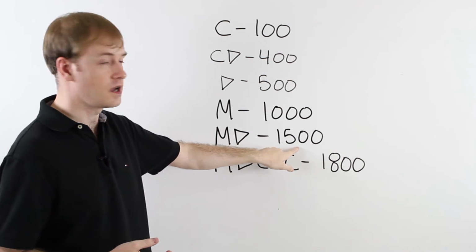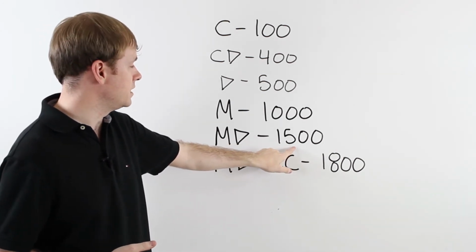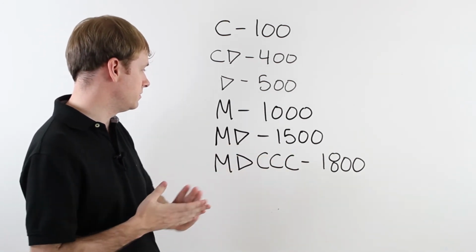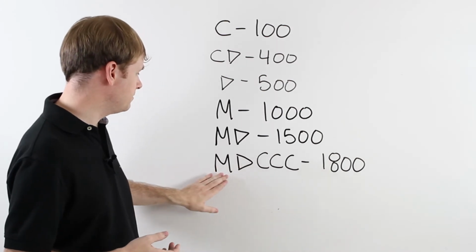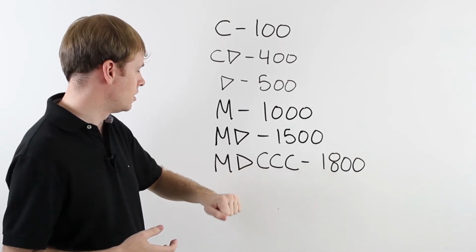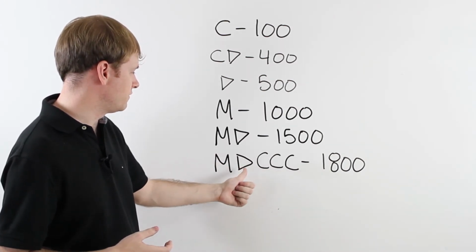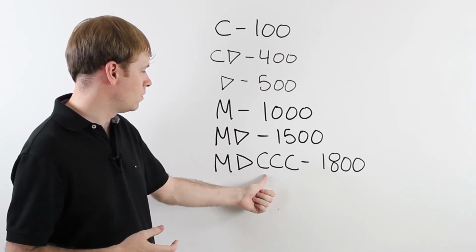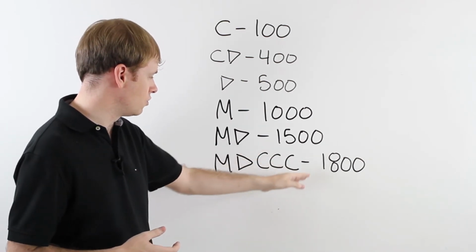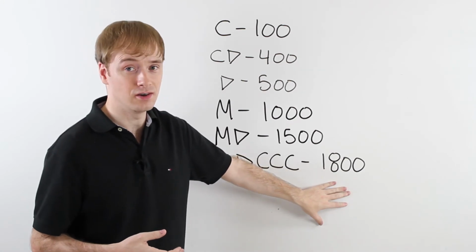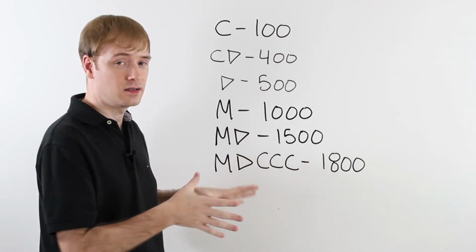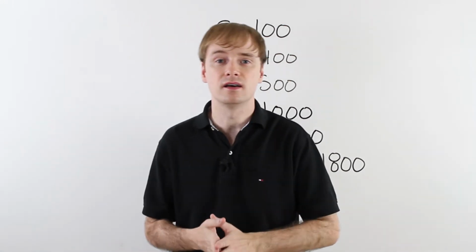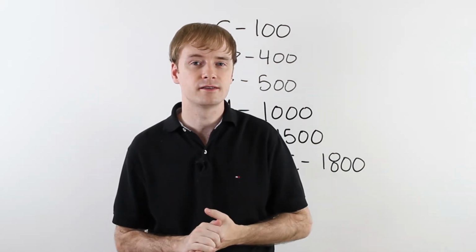So 1500. MD. And the last one here, really big number, MDCCC. Okay, so 1,000, 500, and 100, 200, 300. The total here is 1,800. Okay, so that's Roman numerals. Let's do a little more practice.